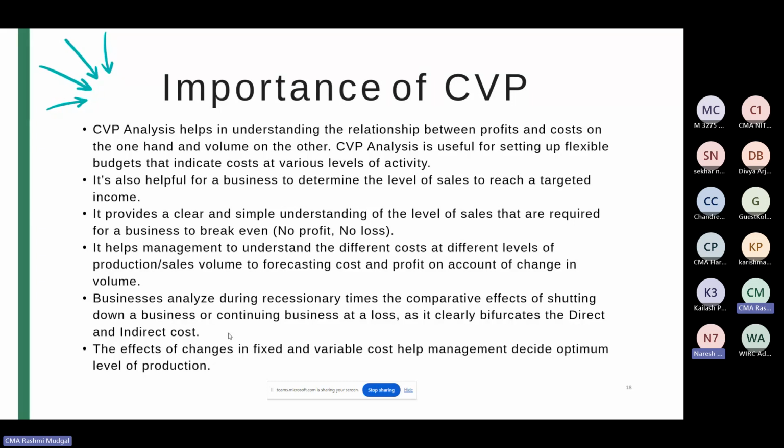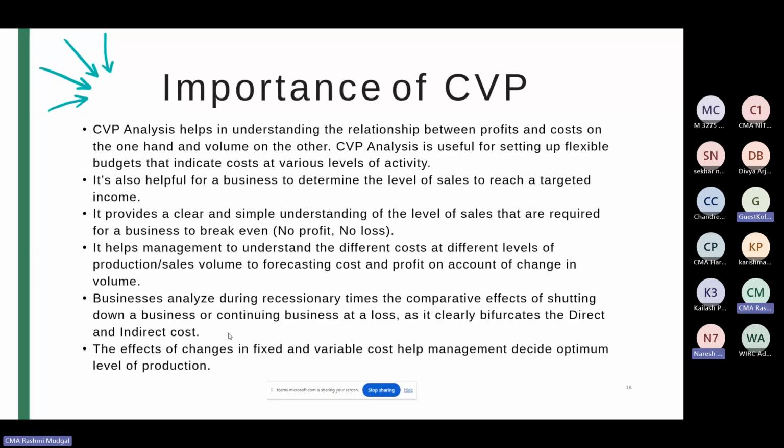so that if I am getting loss, I'm not able to recover even my variable cost, then I need to shut my business down. But if I'm able to recover my variable cost, there could be a possibility that right now I'm not able to recover my fixed cost. I can go and think about the CVP, that what volume I will be able to invest my money or not. How do I need to change my plan?